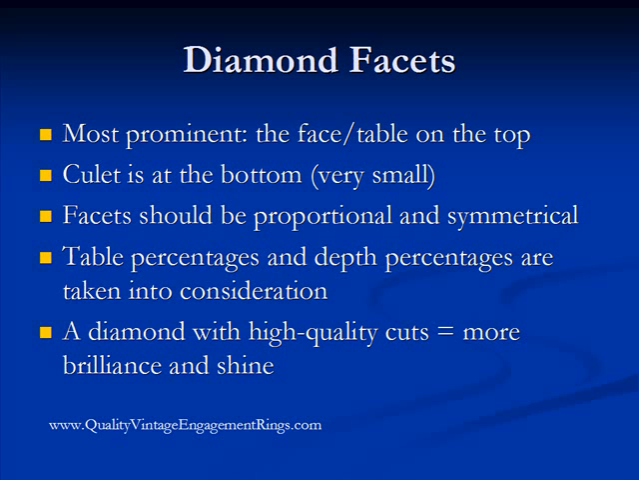The most important thing about the diamond cut is that the facets should be proportional and symmetrical. They need to be in proportion to the stone shape and the size of it, and also symmetrical, back and forth between either side of the diamond. A few other factors that are taken into consideration are table percentages and depth percentages, but we don't really have time in this video to go into a lot of details about those 2 aspects.